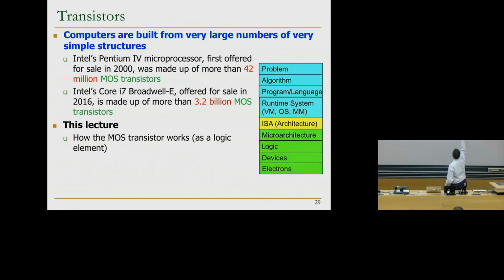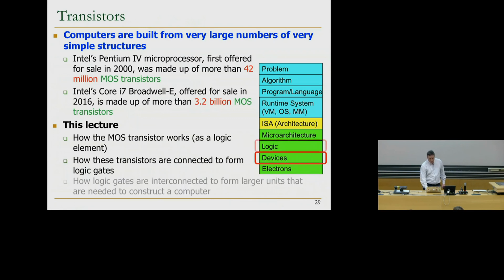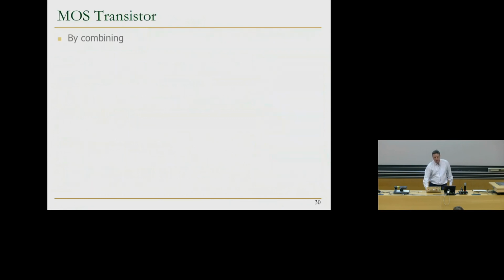And if you remember our abstraction levels, we are going to look at the devices, which is at the very, very low level of what we are going to cover. So without further ado, let's start with the MOS transistors.